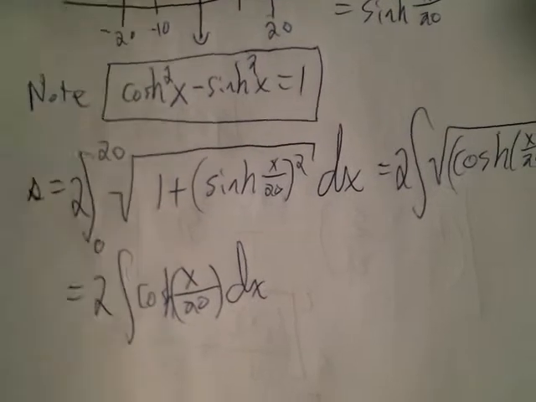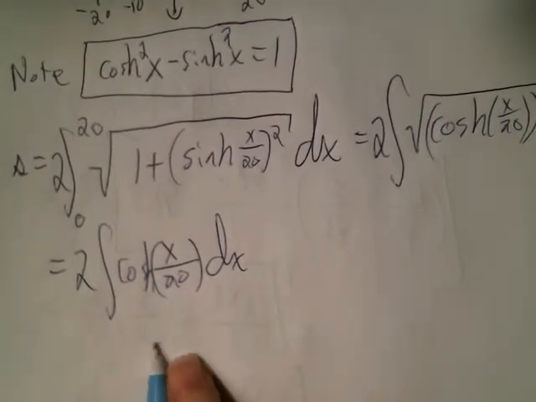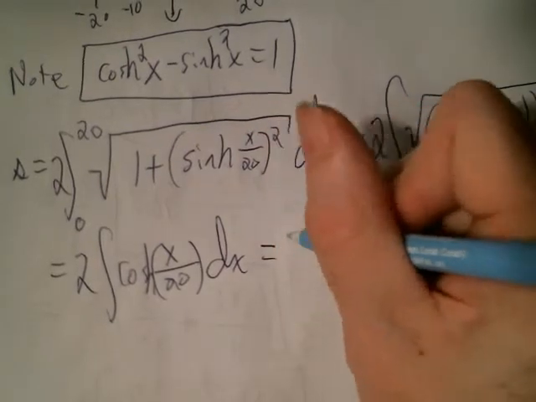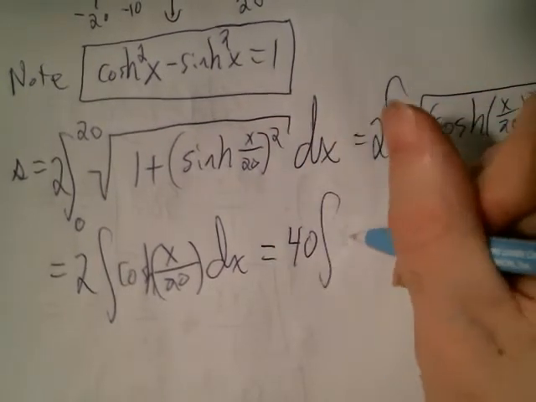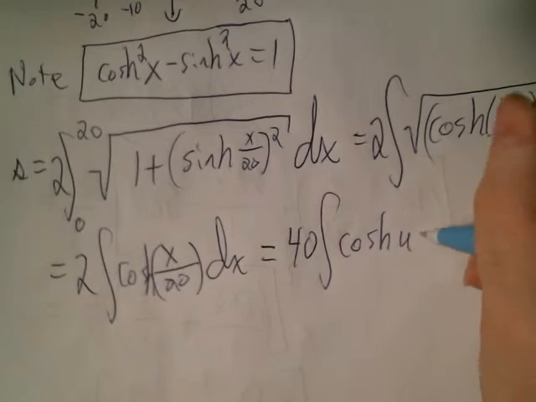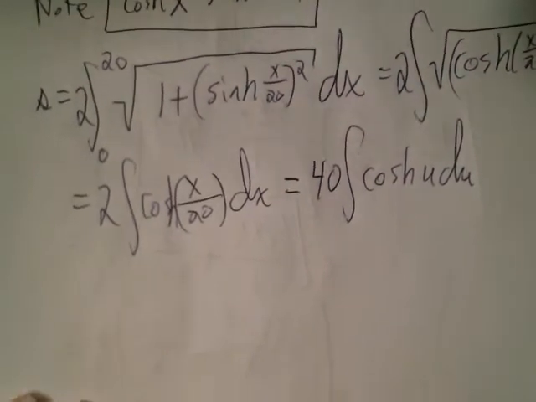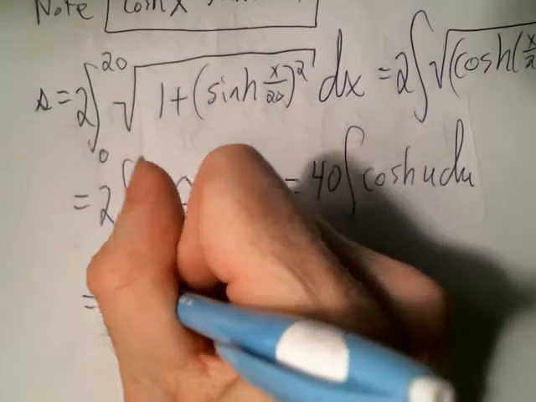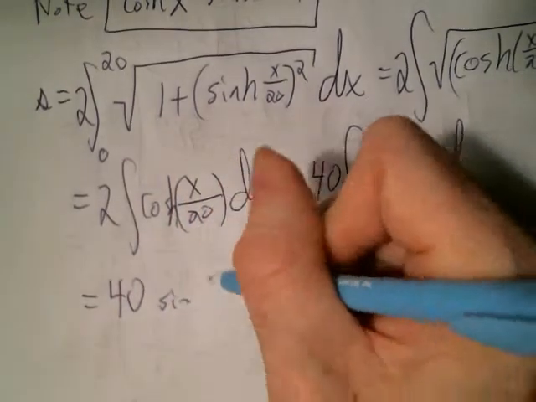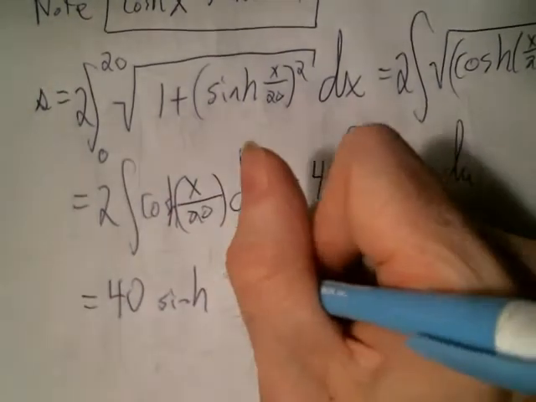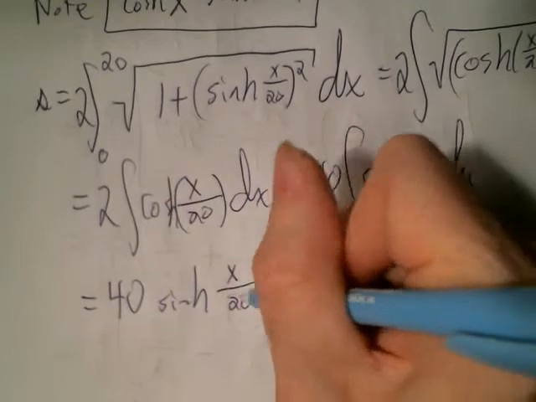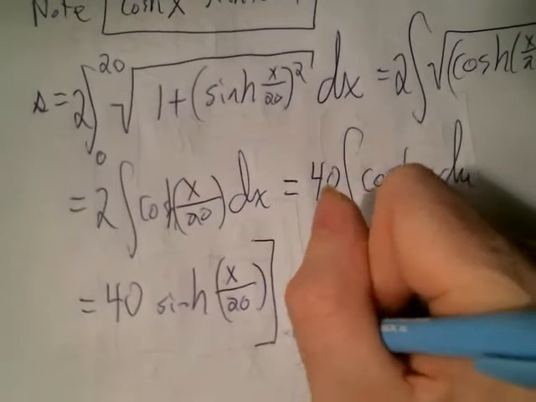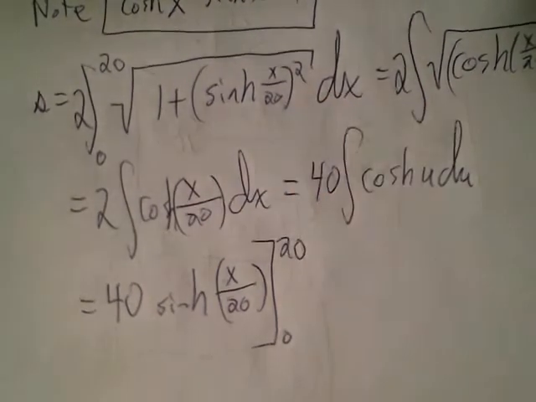Cosh. You do a u sub, but the constant that'll end up floating around will be a 20. So you'll end up with 40 times the integral of cosh of u du. And then the integral of cosh is just sinh. So we get 40 sinh of u. And let's back substitute. So we get x over 20. And then we're evaluating from 0 to 20.